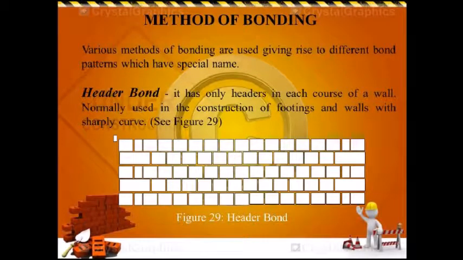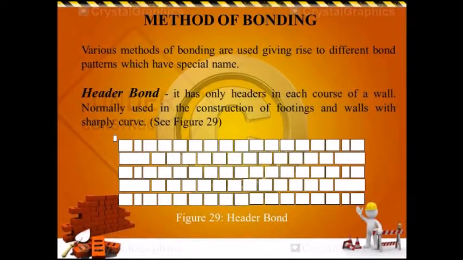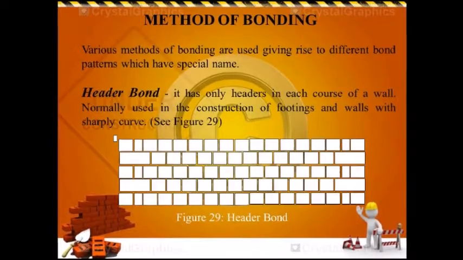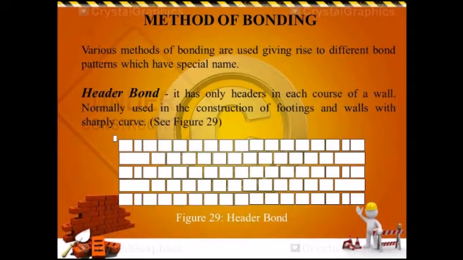Various methods of bonding are used, giving rise to different bond patterns which have special names. Firstly, header bond. Header bond has only headers in each course of a wall, normally used in the construction of footings and walls with sharply curved.